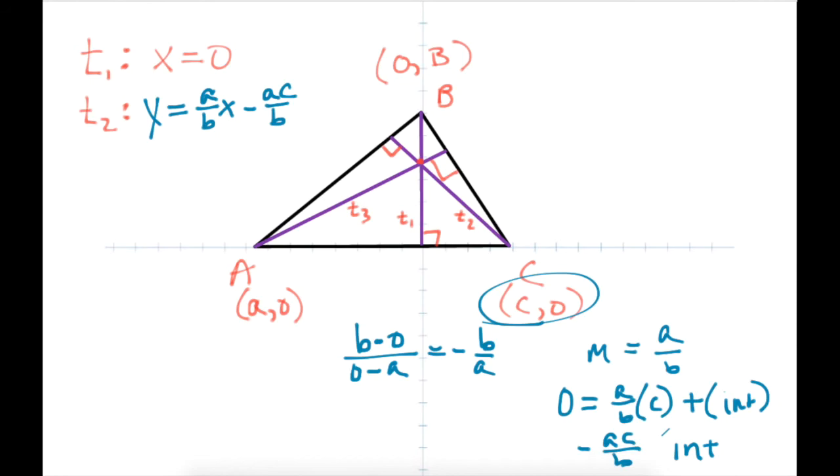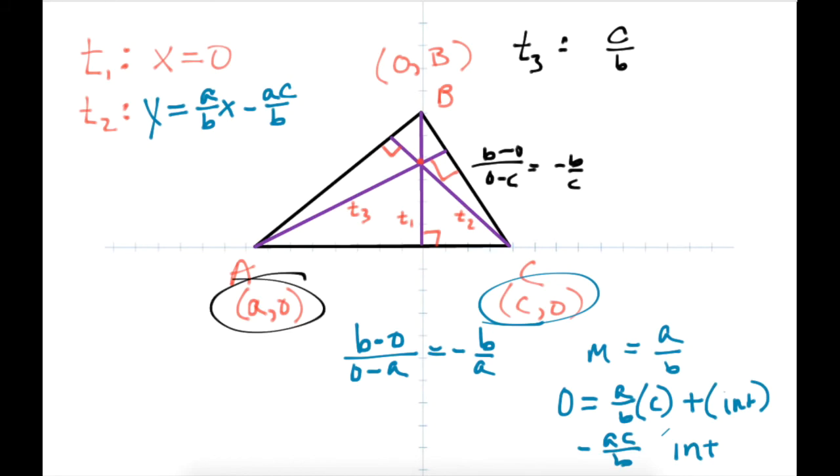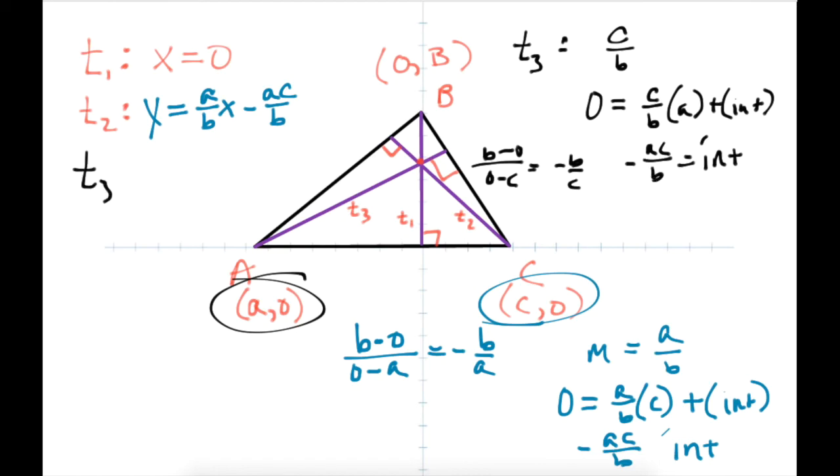Now, for T3, the slope of BC would be B minus 0 over 0 minus C, which is negative B over C. Which means for T3, we take the negative reciprocal, because we're looking at perpendicular lines, remember, we get C over B. So when we combine that with the point (A, 0), we have 0 equals C over B times A plus our intercept, which means our intercept has to be negative AC over B. So for T3, we get y equals C over B x minus AC over B. So notice that for T2 and T3, both of them have a y-intercept at (0, negative AC over B).